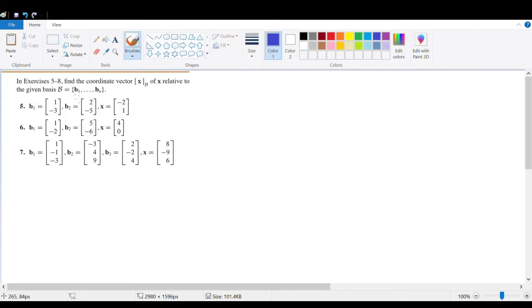In exercises 5 to 8, find the coordinate vector of x relative to the given basis B, b1 until bn. So here we need to find the coordinate vector. We need to do 5 and 7. It is given that b1 is (1, -3), b2 is (2, -5), and x is (-2, 1). We are looking for a1 multiplied by b1 plus a2 multiplied by b2. So x is given, b1 is given, b2 is given. We need to find a1 and a2 such that x is equal to a1 b1 plus a2 b2. So we need to do row operations for b1, b2, and x to find a1 and a2.